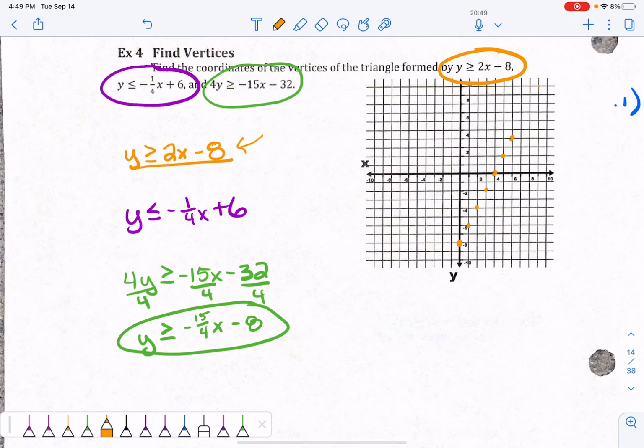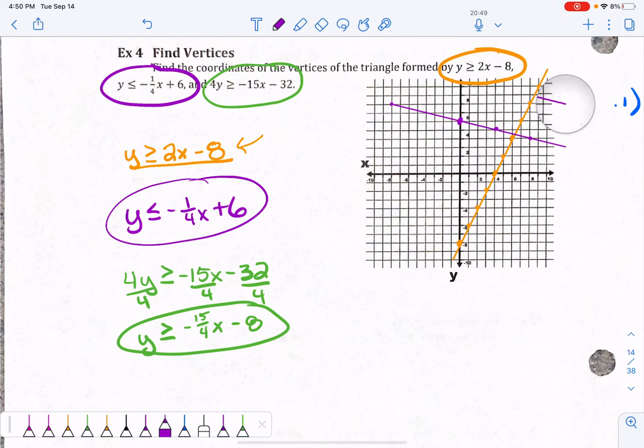And he is a solid line. So we're going to start and we're going to make a solid line, and it looks like that. Okay. The second one, y is less than or equal to negative 1/4 x plus 6. We start at positive 6, 2, 4, 6 right below it. And we go down 1 over 4 and down 1 over 4. Or up 1 to the left 4, up 1 to the left 4. And we make our dotted line. Or excuse me, it's not a dotted line, it's a solid line. And that's what he looks like.